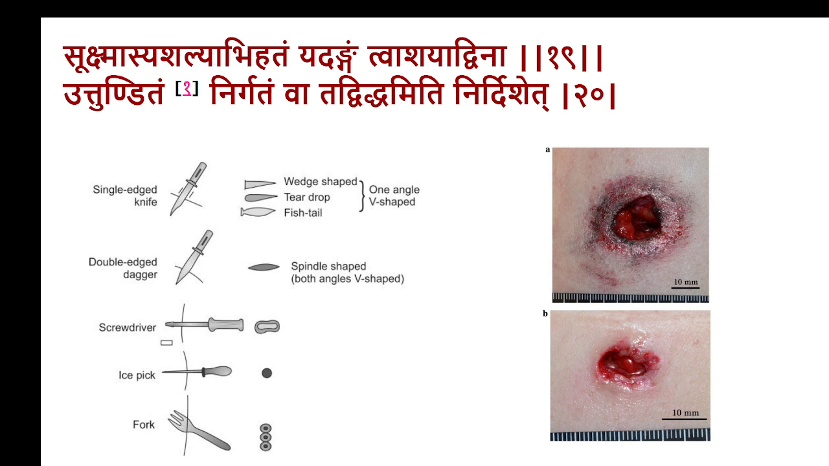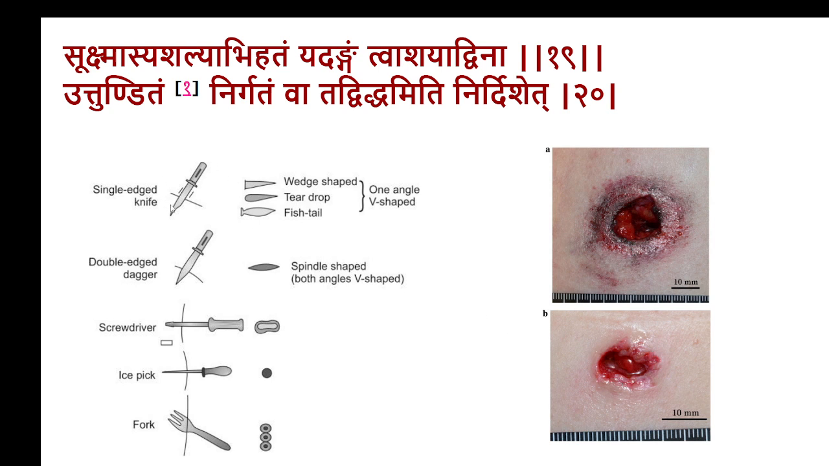Viddhavrana is a penetrating injury, and that penetrating injury would be over the limbs, not the visceral area. Limbs or maybe the head also. And it can produce two appearances, one Uttundita Vrana or the Nirgata Vrana. Uttundita Vrana is where the edges are raised, that's what you see in the exit area, and the Nirgata is a depressed wound which is in the entry area.